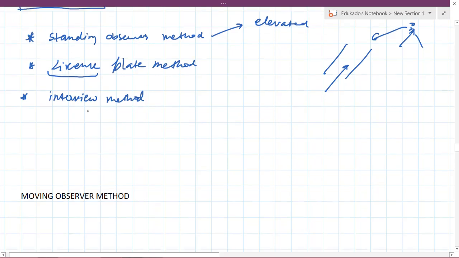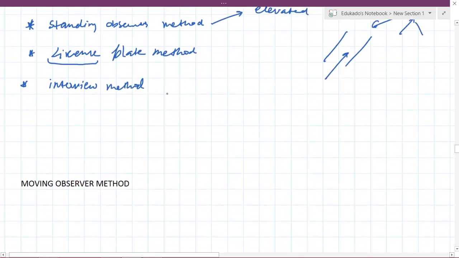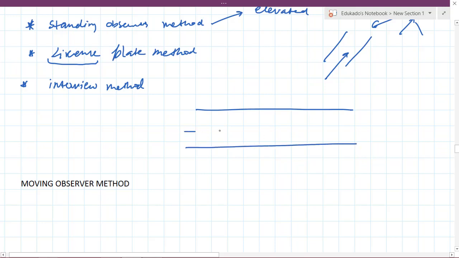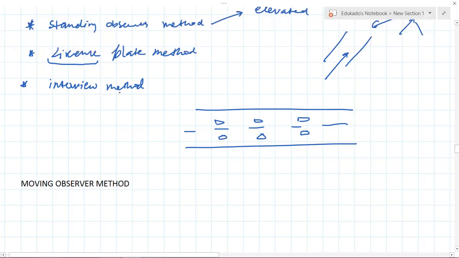Now there is one more way in which, if there is traffic like this going on, fine, so there are cars moving over here, what we do is take one car as an observing car. It keeps on moving alongside the other vehicles, and we call it the floating car.